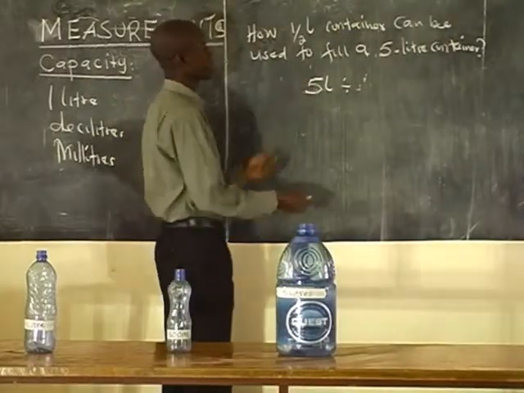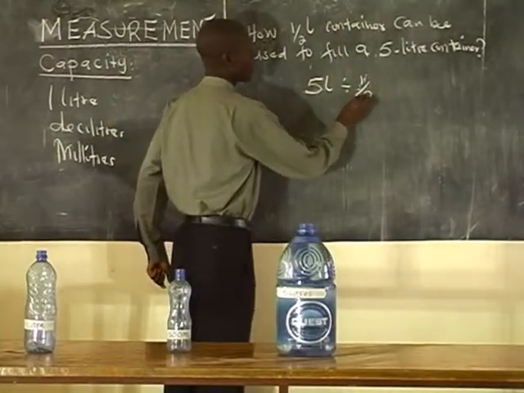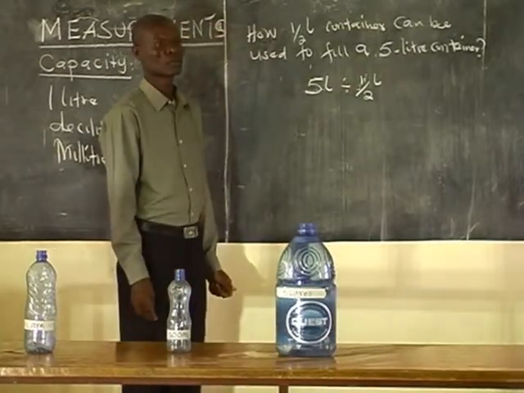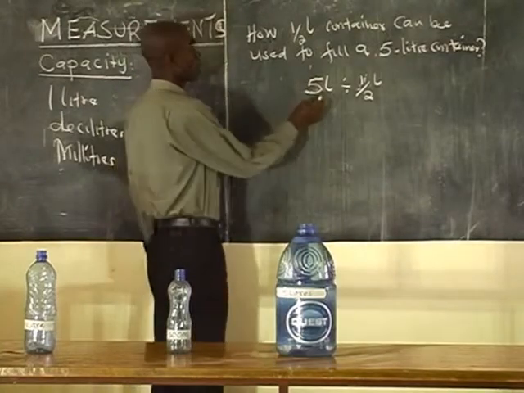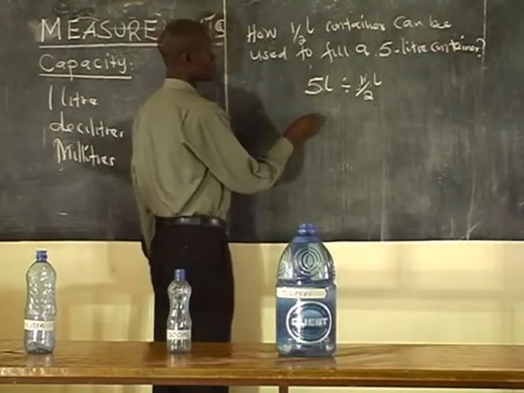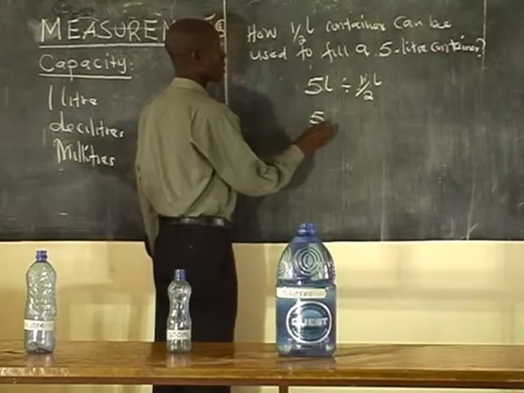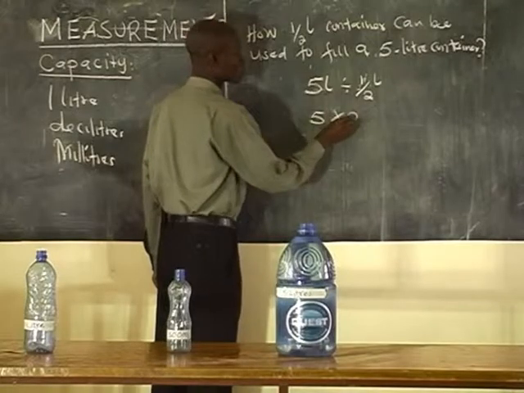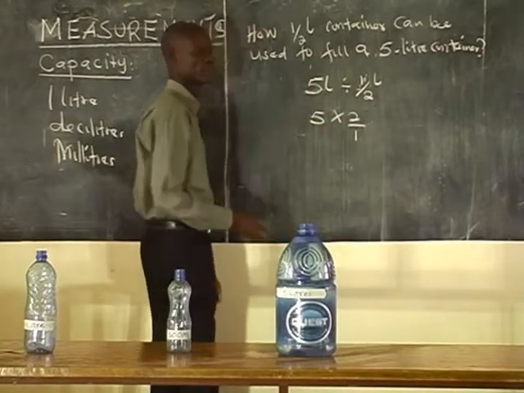So we take 5 liters divided by a half of a liter. So 5 liters divided by a half. This is the same as 5 times the reciprocal of a half, which is 2 over 1.